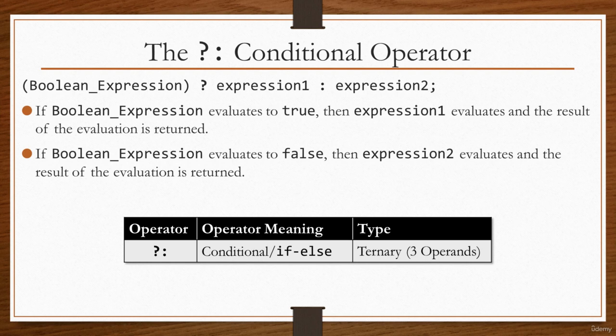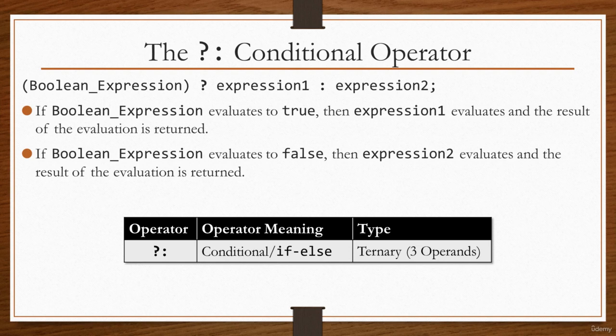But if that Boolean expression is false, then that second expression, so expression 2 after the colon, will evaluate, and the result of that again is returned. So what do we mean by returned here? Well, since again you might not be super familiar with a function, remember that I mentioned that a function can return something. So in other words, it can calculate something and then return the result. So this is kind of similar. So one of these expressions will evaluate based on the Boolean expression, and then the result of that expression will be returned. And then we can store that result in a variable, for example, or we can print it out, or whatever the case might be.